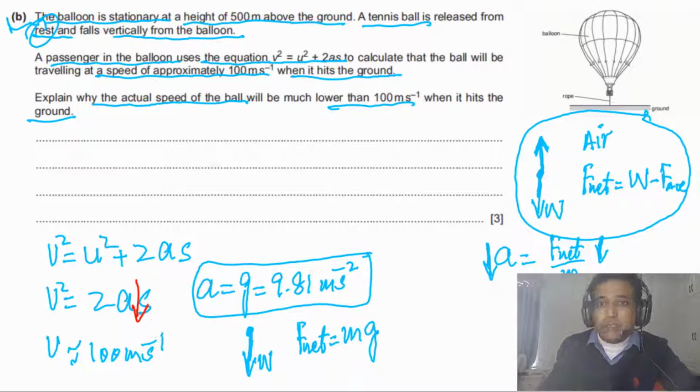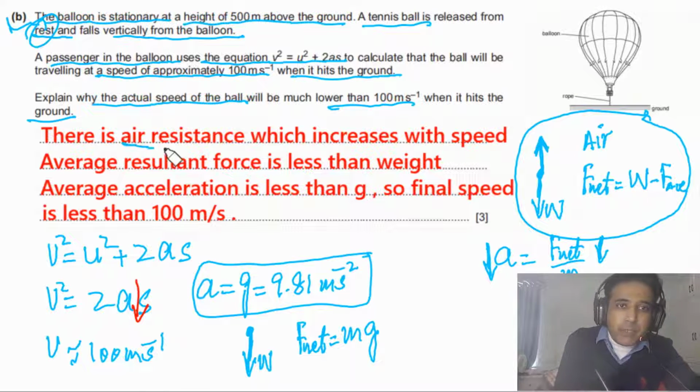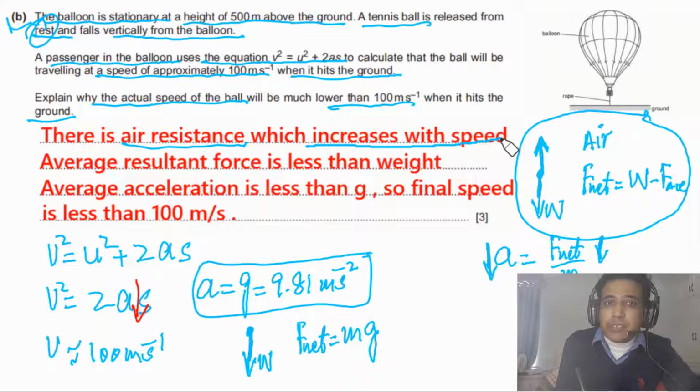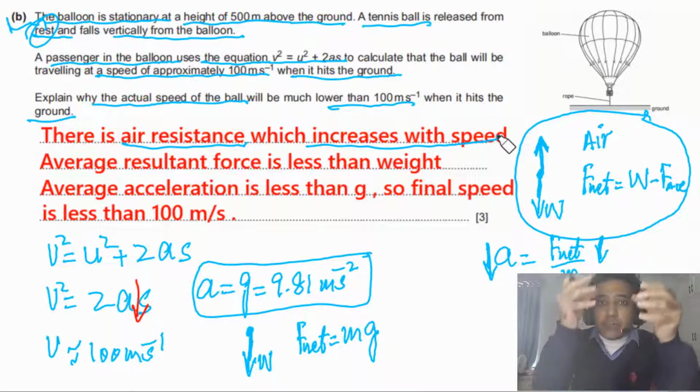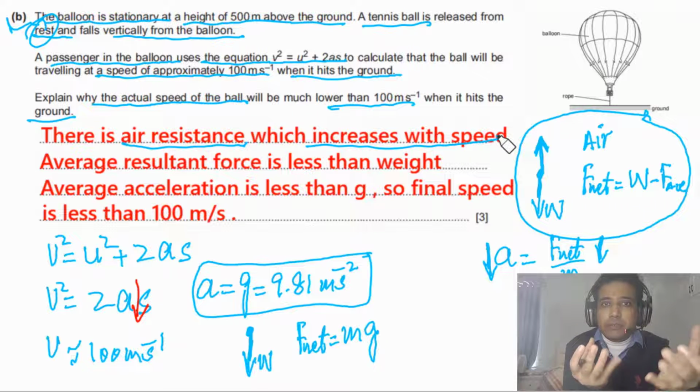Let me show you the answer, how you can write down your answer. In your answer, you can talk about these points. You can simply say there is air resistance which increases with speed. As this ball is falling down, the ball is accelerating, the speed of the ball is increasing, so air resistance is also increasing, because air resistance depends on speed. It means the harder you hit the air particles, the more force they apply on the ball. As the ball is moving faster, it is hitting the air particles harder and harder, so the air particles are hitting the ball harder and harder. That's the reason air resistance increases with speed.